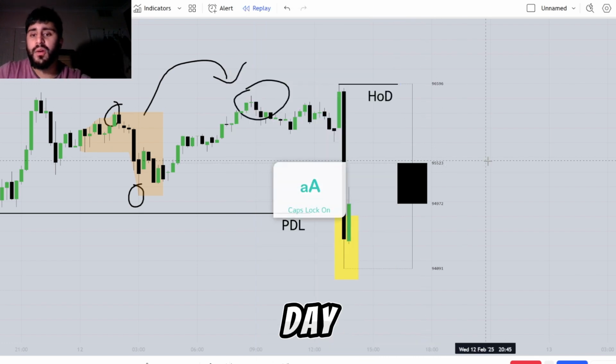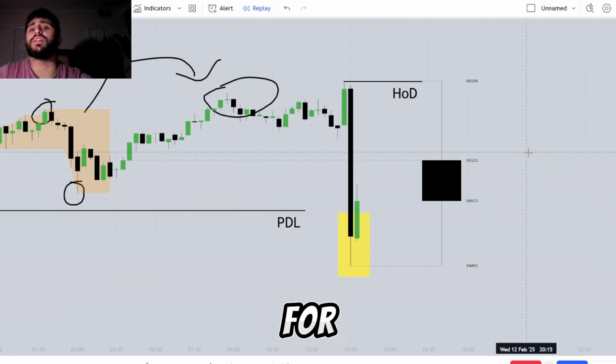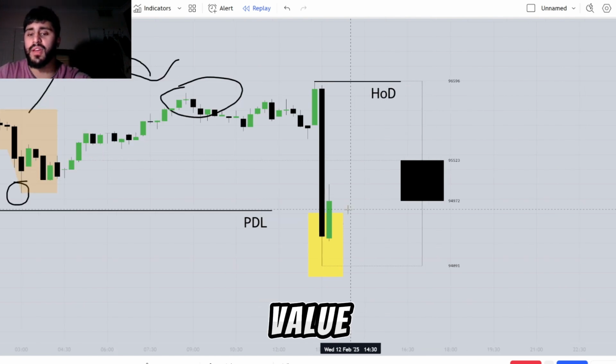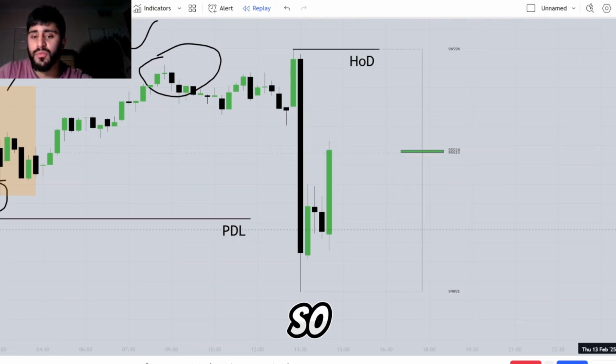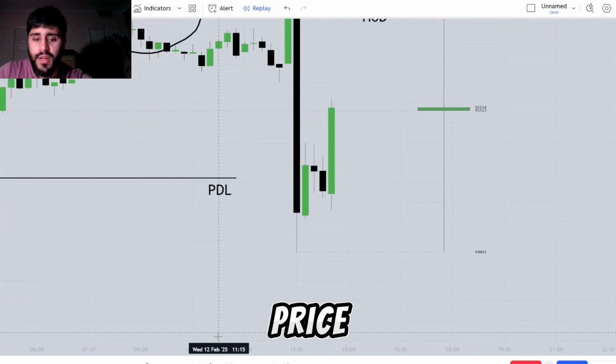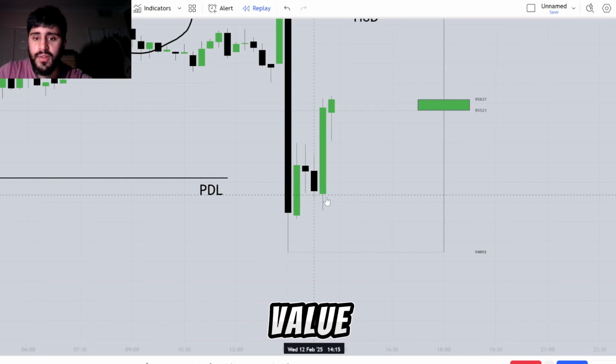High of day. Now, once you have this in place, the next thing to look for is simply a 15-minute fair value gap. This is the most important thing, right? So we're looking for a 15-minute fair value gap. So if we just continue to play this on, now price, as you can see, has left a 15-minute fair value gap just in this region.